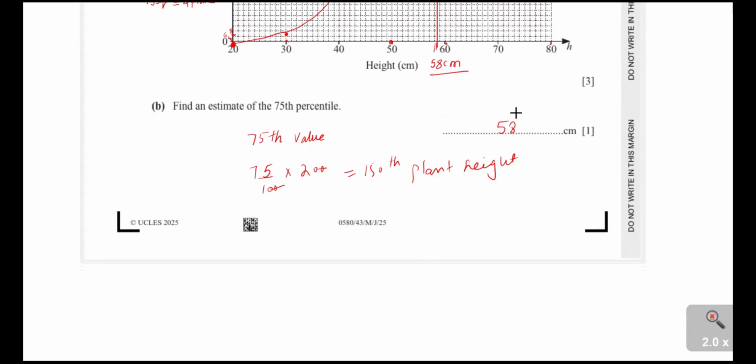Therefore, the answer of 75th percentile is 58.